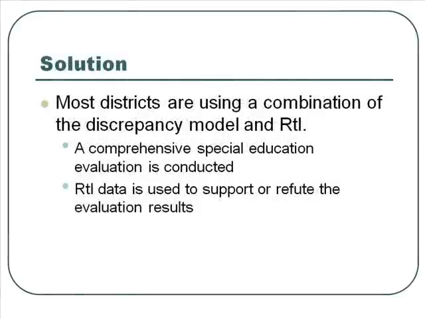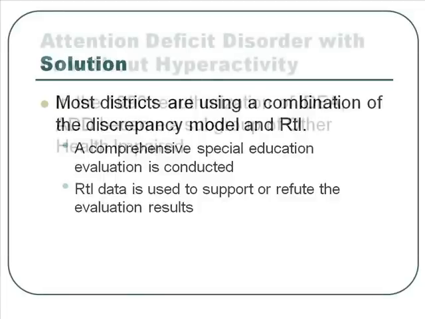The solution to this is that most districts are using a combination of the discrepancy model and response to intervention. A comprehensive special education evaluation is conducted, and the response to intervention data is used to support or refute the evaluation results. For instance, the child has an 18-point discrepancy, but the RTI data indicates a lack of progress. The child can now qualify for services.